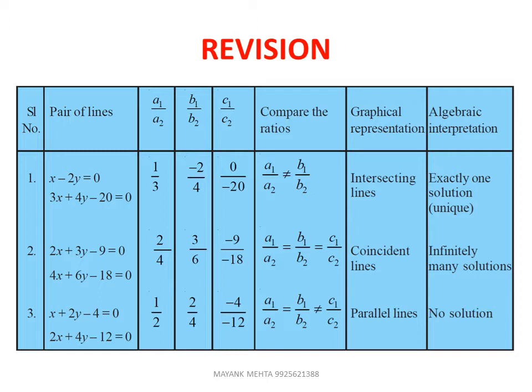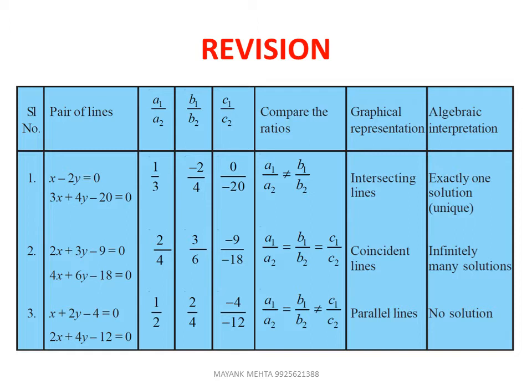In the second equation, you can see a1 by a2 is 2 by 4, b1 by b2 is 3 by 6, and c1 by c2 is minus 9 by minus 18. All of them are 1 by 2 if you simplify them. That means they are all equal ratios, so a1 by a2 is equal to b1 by b2 is equal to c1 by c2. That means they are the same line, meaning coincident lines.